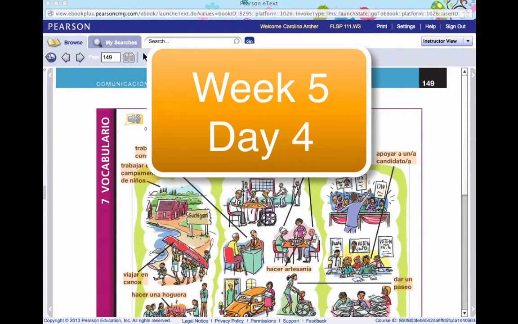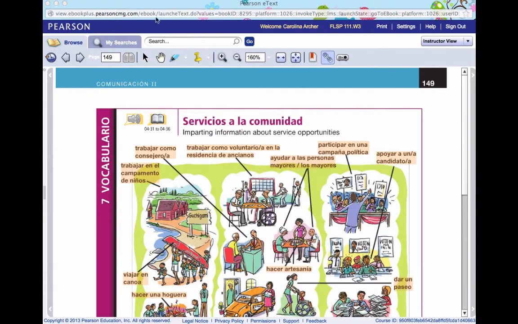Y vamos a continuar con el capítulo 4 en la página 149. Yesterday we learned how to use the verb ir, which is a very important verb because it's very common, the verb to go, and especially because we use it to form one form of the future tense.